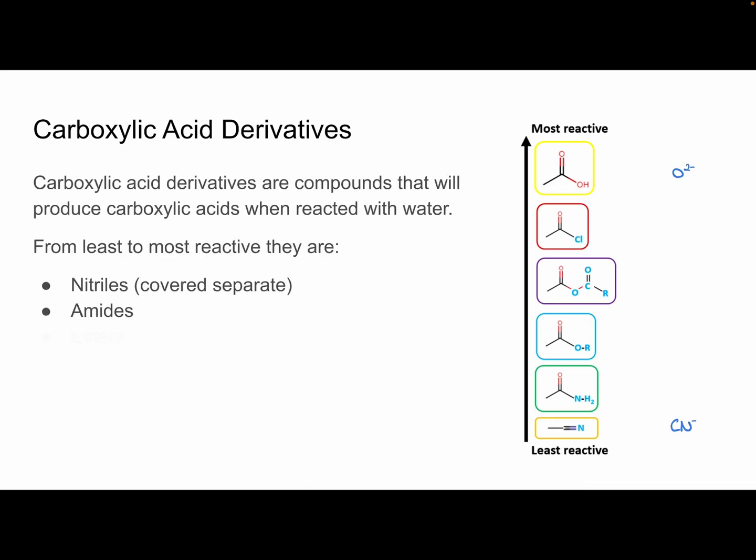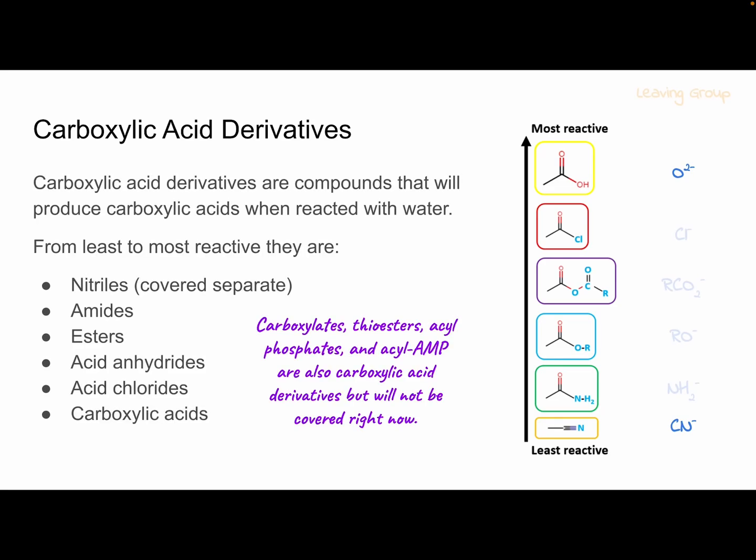Carboxylic acid derivatives. Man, there is a lot of transitions on this slide. We'll leave them all up there. So carboxylic acid derivatives are compounds that will produce carboxylic acids when reacted with water. And I've got them listed on here from least to most reactive. Least is going to be nitriles. And then we've got amides, esters, and acid anhydrides, acid chlorides, and carboxylic acids.